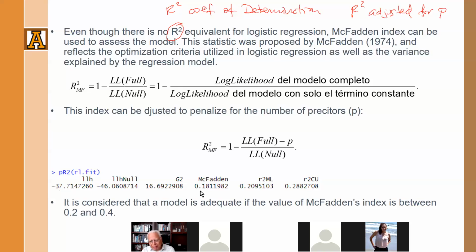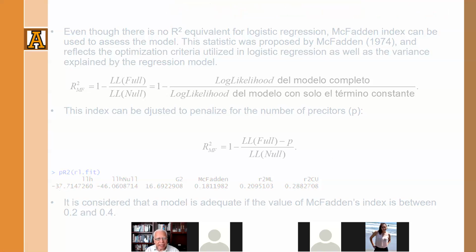In this case, it's not that good: the McFadden index is 0.18, but we'll take it as close enough. This logistic regression model is not very good for this case, as we'll see later when we look at the different models for this same data.